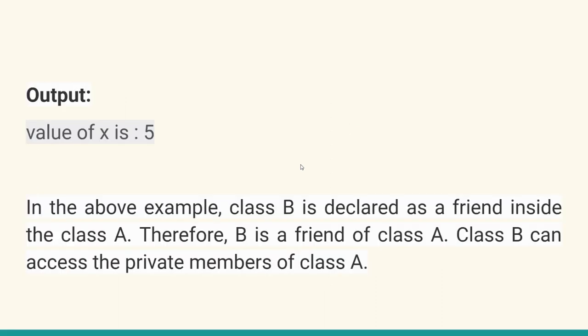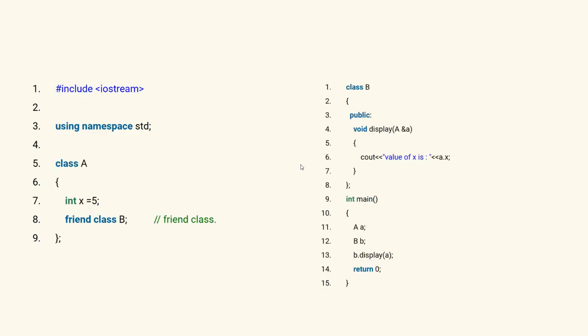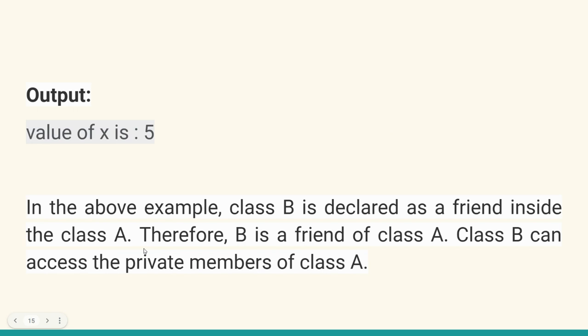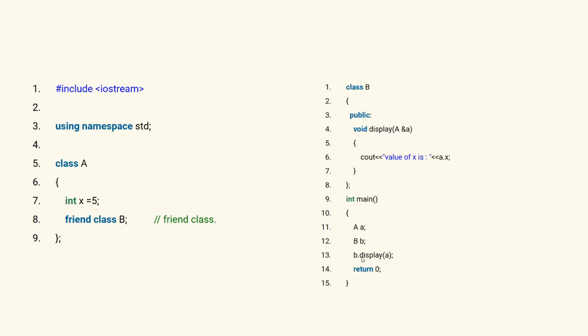So in the above example, class B is declared as a friend inside class A. See here in class A, in the last line we are declaring friend class B. Therefore B is a friend of class A. Class B can access the private members of class A. So only we can use b.display(a). That display you are passing here, and from that display you are getting the a.x value. Thank you.